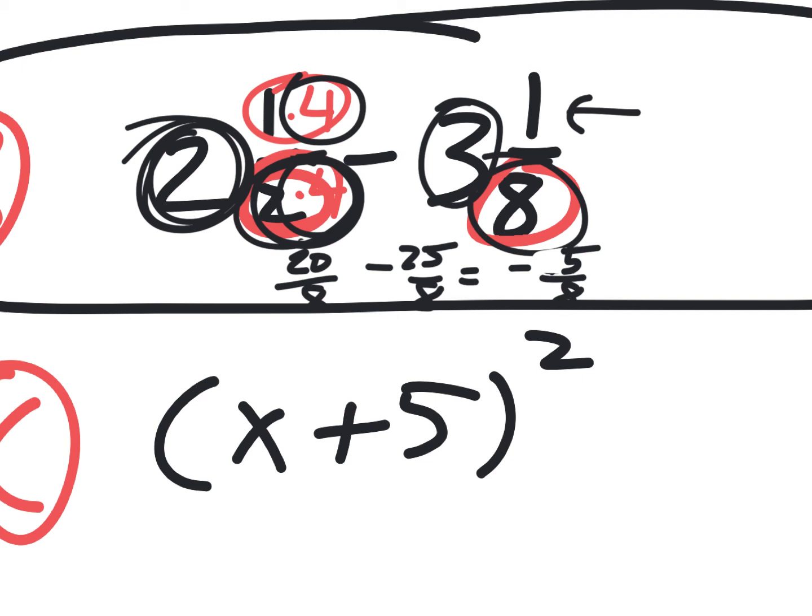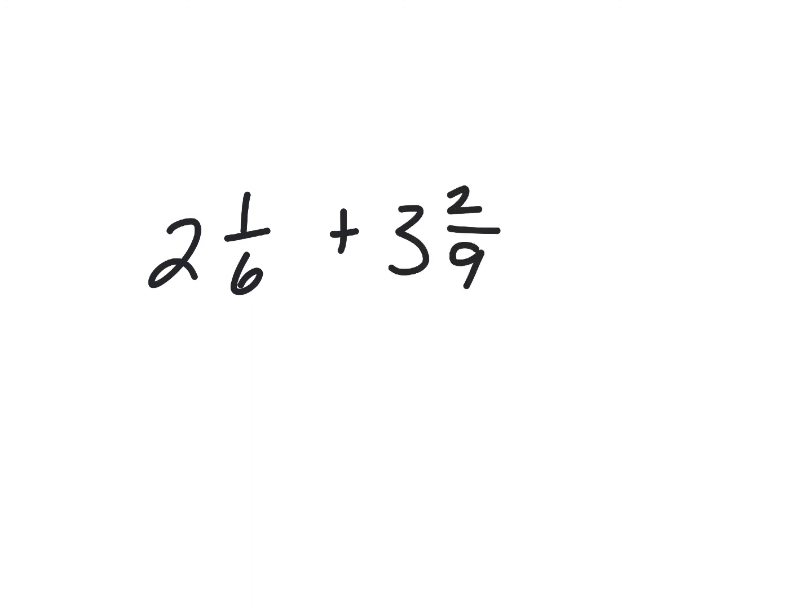All right. I think we should practice that one more time. 2 1/6 plus 3 2/9. Now, that was pretty nasty. Let's make it something nicer than ninths. Let's make it thirds. There. Get a common denominator. Get it all to be in like 14ths or something. And then add them together.